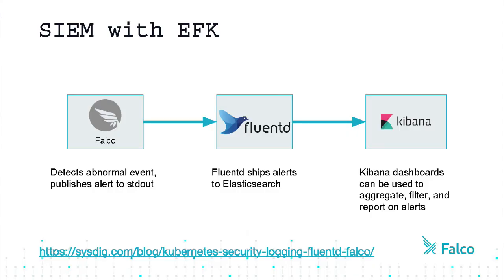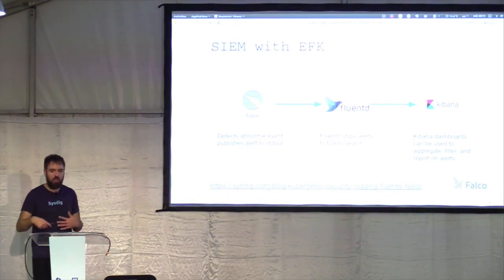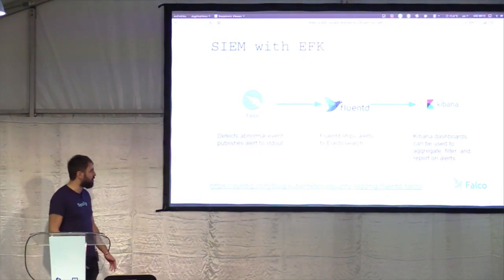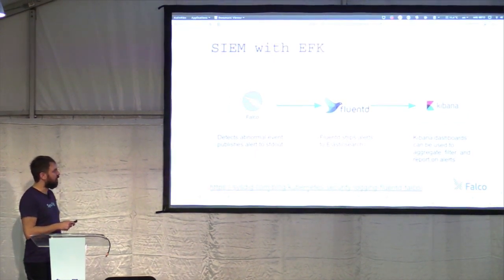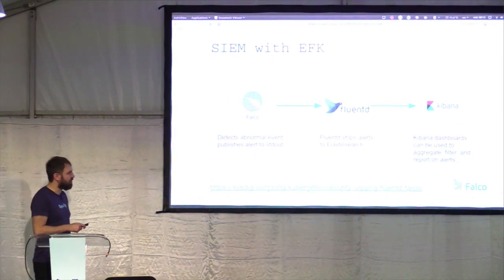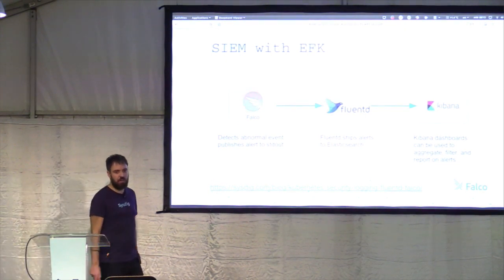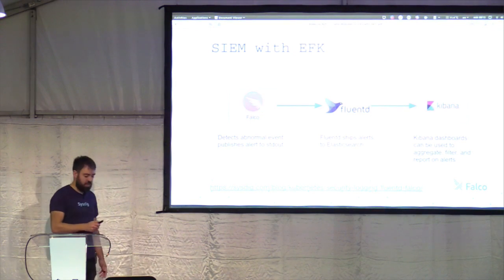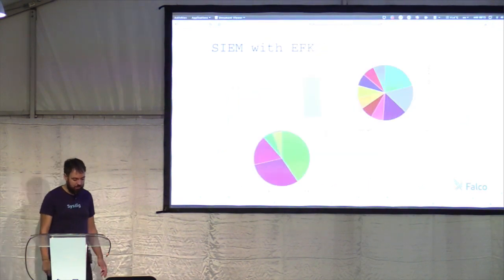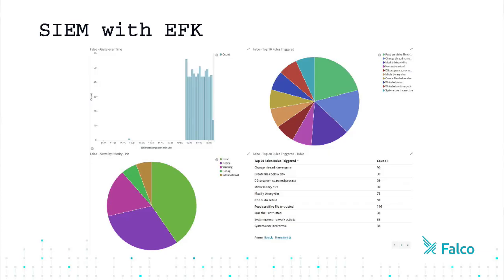Same thing if you're trying to create a SIEM. So if you're trying to send all these security events into a logging system and create nice dashboards, same thing can be done with Fluentd, which can record or forward all the Falco events into Elasticsearch or another logging database and use some dashboarding tools like Kibana to create reports about it. This is how it looks.